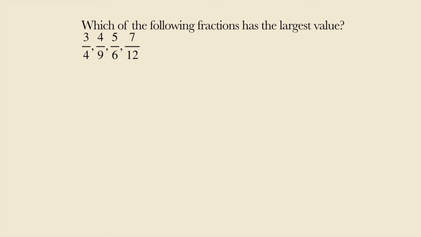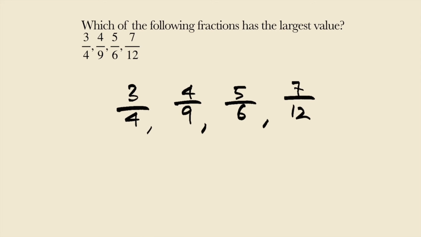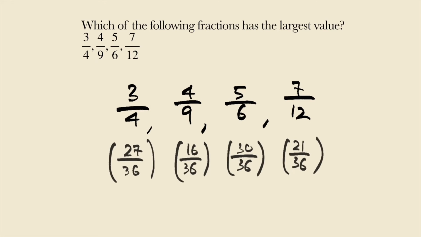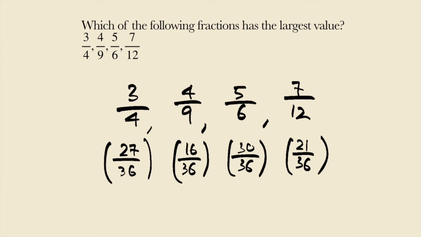So which of these fractions has the largest value? Is our life easy here? Is there any one that's obviously 1 whole or improper? No. So all of them are less than 1 whole. So we have to do a bit of work here. Notice that the denominators are all factors of 36. So let's convert all of them to having 36 as a denominator.